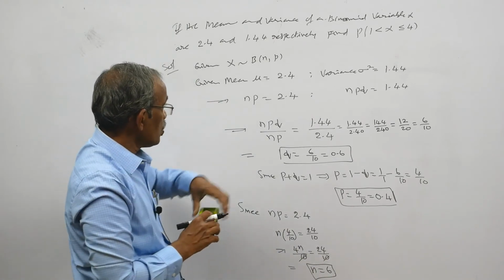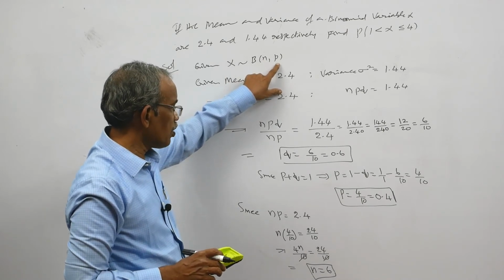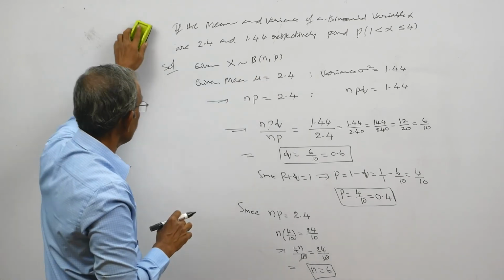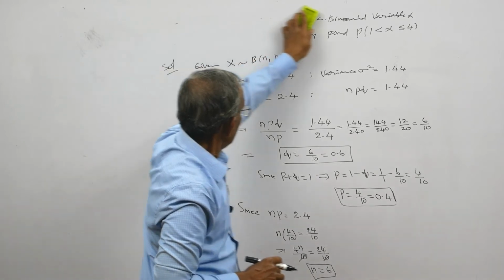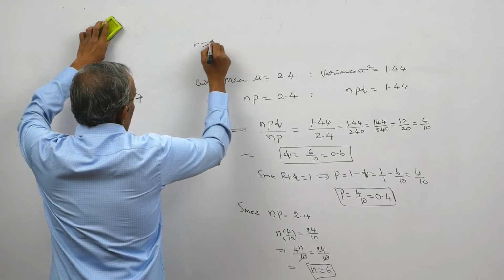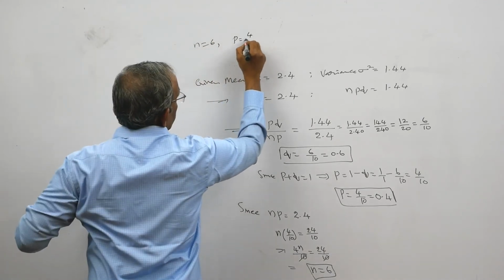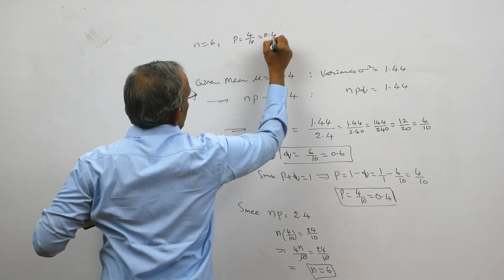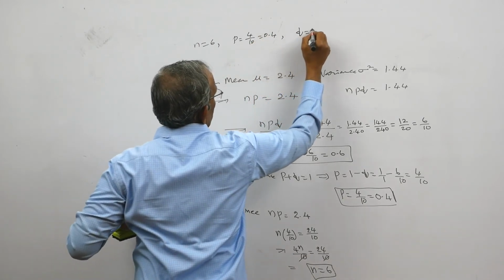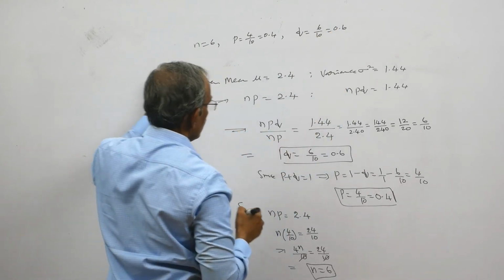So here the parameters: n value 6 came, p value 4 by 10, that is equal to 0.4. Therefore n equal to 6, p is equal to 4 by 10, 0.4, q is equal to 6 by 10, 0.6.